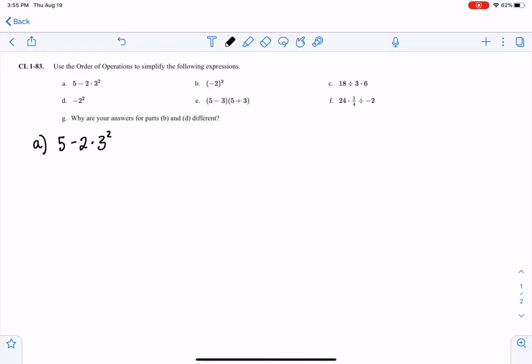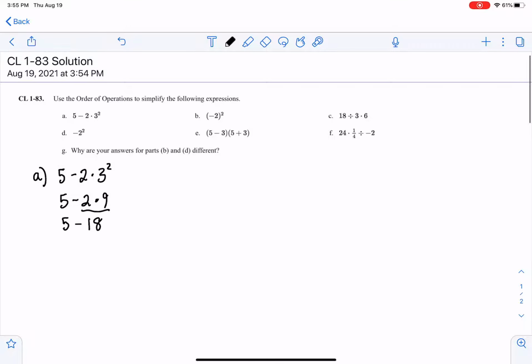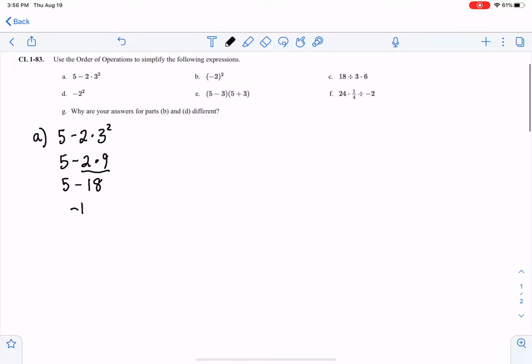So clearly by PEMDAS, the 3 squared, the exponent comes first, right? So I have 5 minus 2 times 9. 3 squared is 9. And then multiplication comes before addition and subtraction. So I have 5 minus 18. 2 times 9 is 18. And then 5 minus 18 is negative 13, right?